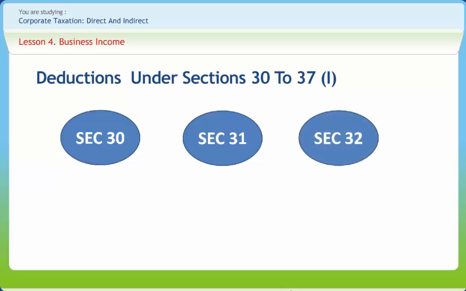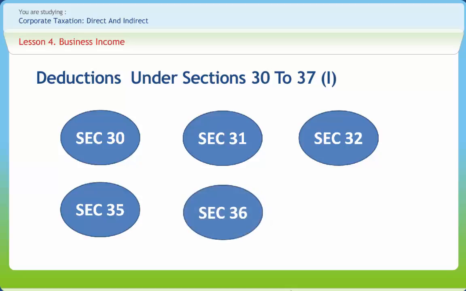Section 32 is of depreciation. Deductions in respect of depreciation are: buildings, machinery, plant or furniture being tangible assets; know-how, patents, copyrights, trademarks, licenses, franchises, or any other business or commercial rights of similar nature being intangible assets acquired on or after the first day of April 1998, owned wholly or partly by the assessee and used for the purpose of the business or profession. The following deductions shall be allowed.